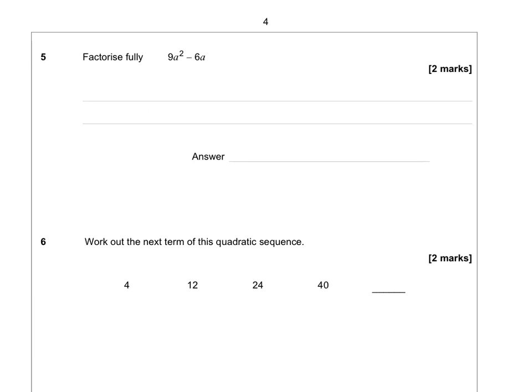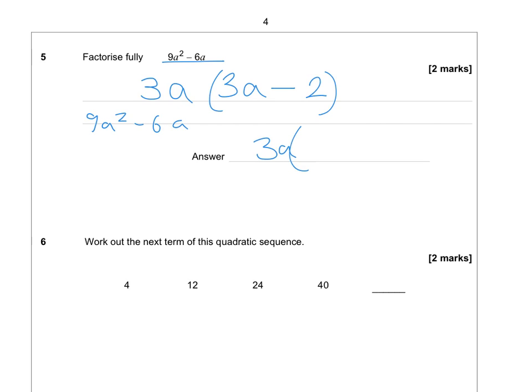Question 5. Factorise fully 9a squared minus 6a. Looking at the 9 and the 6, we can take out a common factor of 3. A squared and a, we can take out a common factor of a, leaving us with 3a subtract 2. Always check by expanding. 9a squared minus 6a is the correct starting point, so we can fill this in our answer space, 3a brackets 3a minus 2.